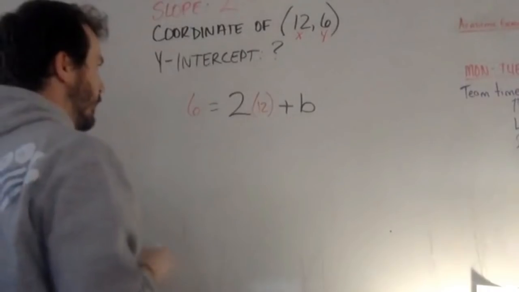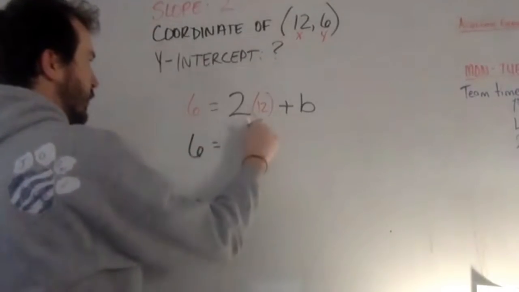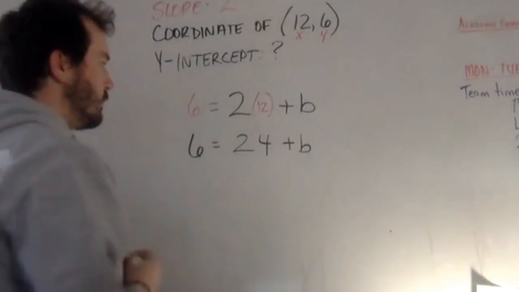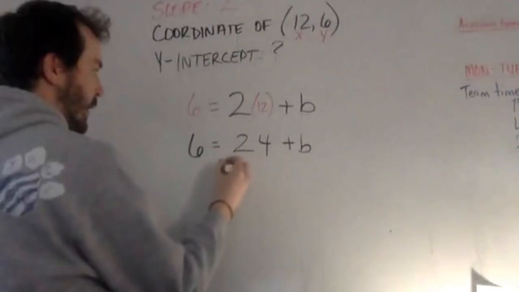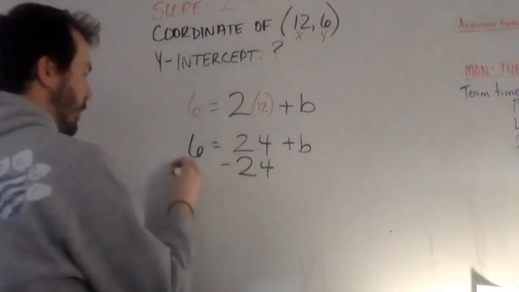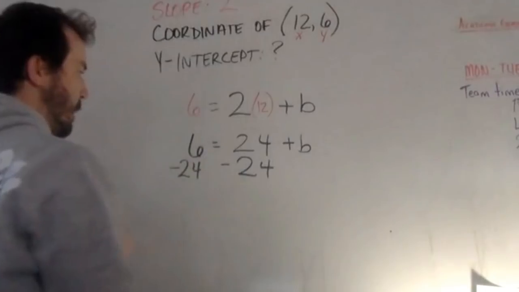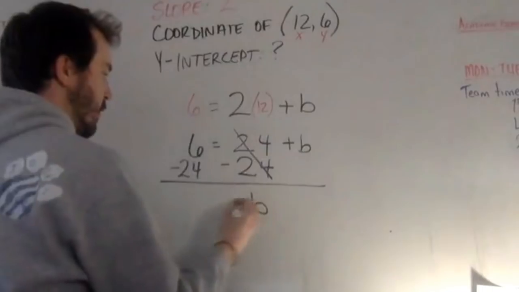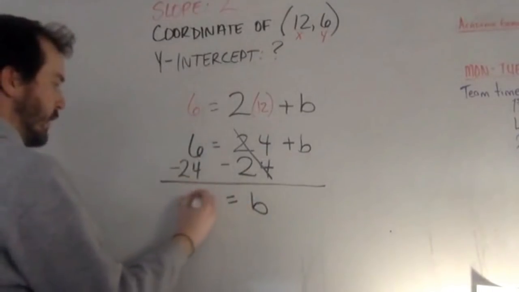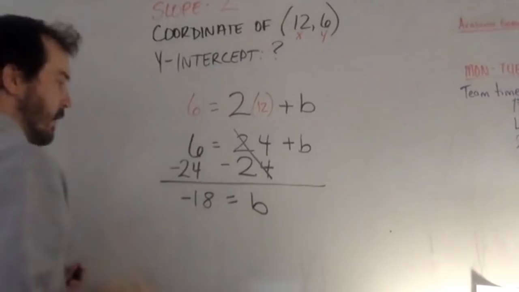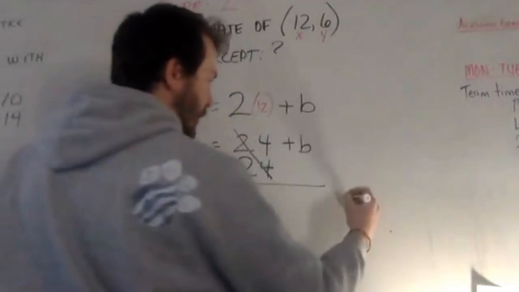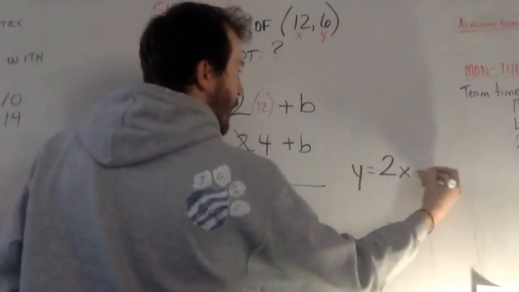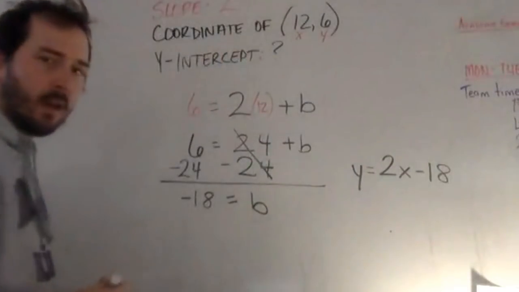So we end up with 6 equals 2 times 12, which is 24, plus b. To get b all by itself, we take away 24 from both sides, and we eliminate the 24 here. We end up with b equal to negative 18. So our final equation is y equals 2x minus 18, or plus negative 18.